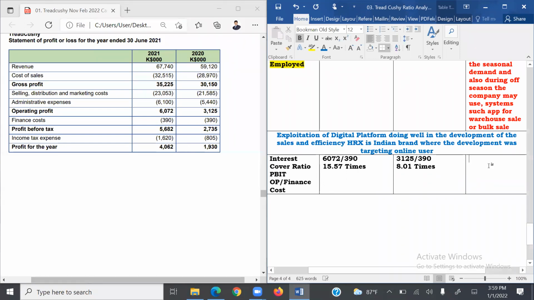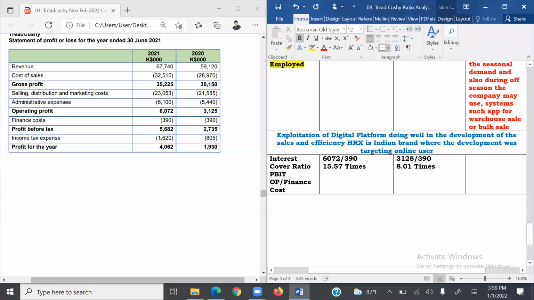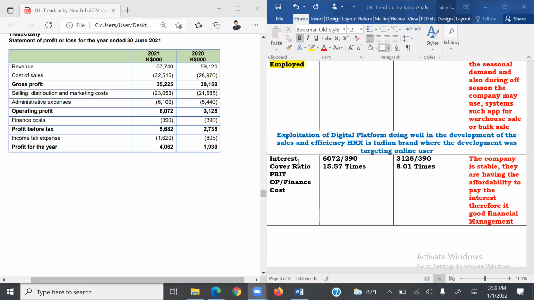So I will write down here, students, the application, because it's very important. The company is stable. They have the affordability to pay the interest. Therefore, it's good financial management. So they have managed the finance very, very well, students. I believe that gives you a better understanding and an application there.